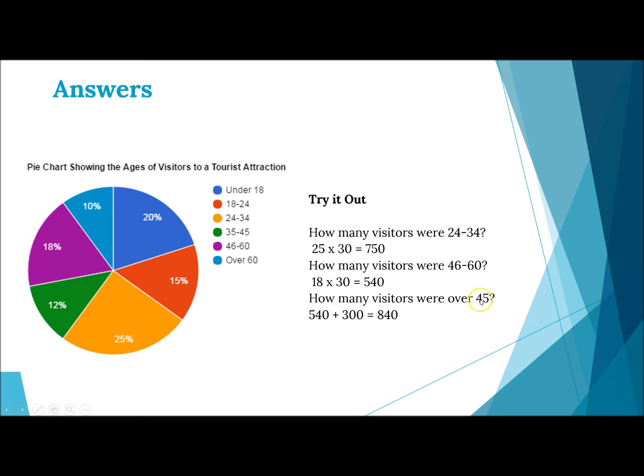And how many visitors were over 45? So this is one you have to just be slightly careful of. That means we're using both of these categories, the purple and the light blue. So we need to add the 18% that we worked out, 540, plus the 300 people that we knew from earlier to give us 840 visitors. I've seen quite a few people get caught out when they're reading over 45s, or it could have been under 34s, to make sure you include all of the relevant categories.